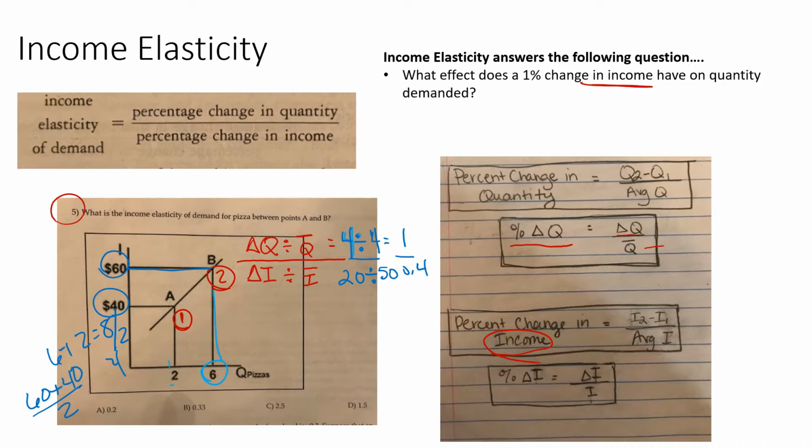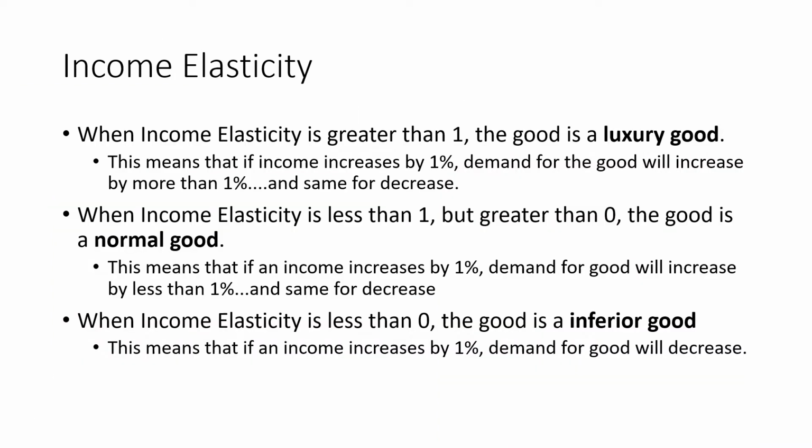Now notice this time it's not negative, okay? So we do have to pay attention to negative signs with income elasticity. So we have 1 divided by 0.4, and that is 2.5. So the answer there is C. We'll talk about what the positives and negatives mean in a bit. Right now, we're going to talk about what positives and negatives mean.